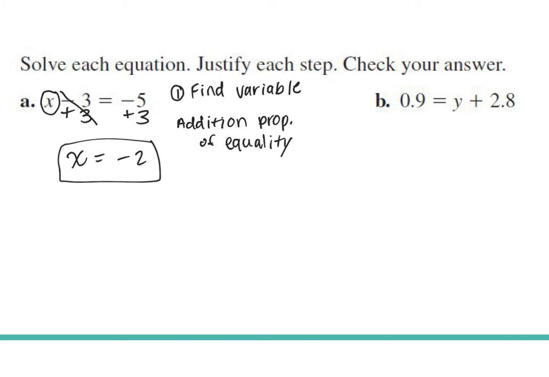B, 0.9 equals y plus 2.8. What do I do first, Brayden? You subtract 2.8. Ah, jump the gun there, though. Oh, you find the variable. Find the variable, okay? Y is our variable. Agreed? It's the only letter in there. Amina, do you agree with Brayden to subtract 2.8? Yes. Why would we do that?